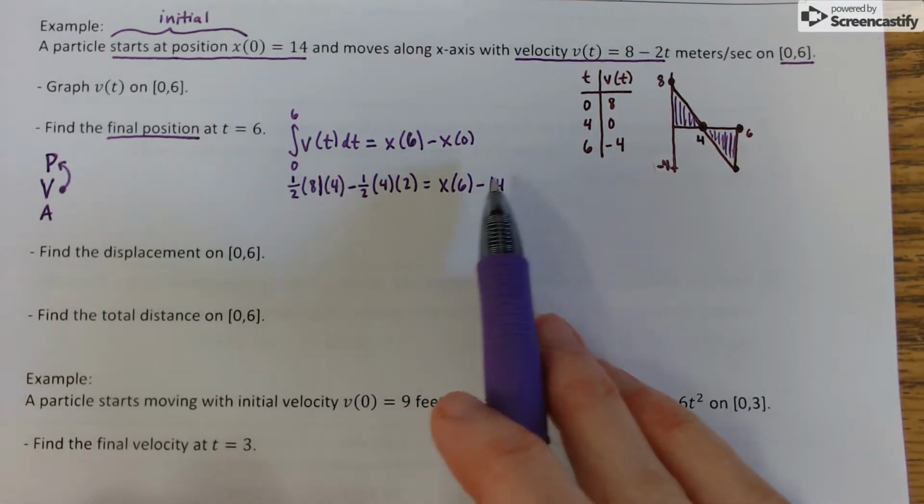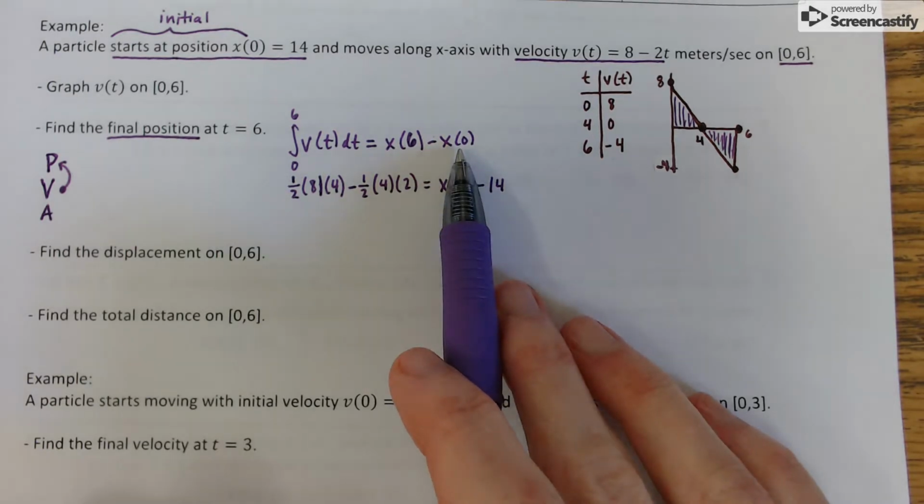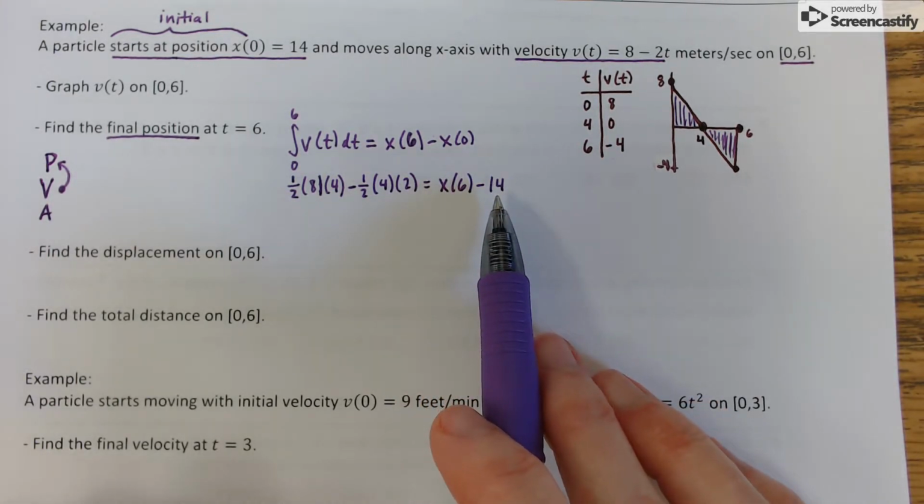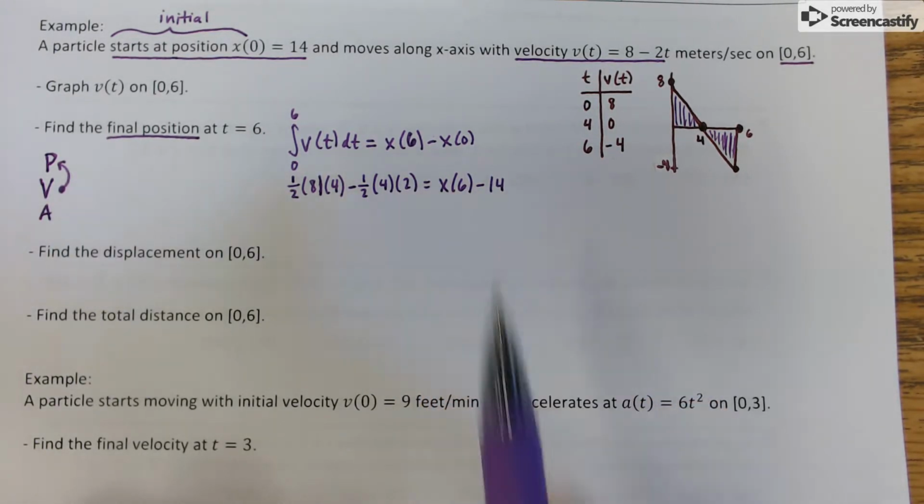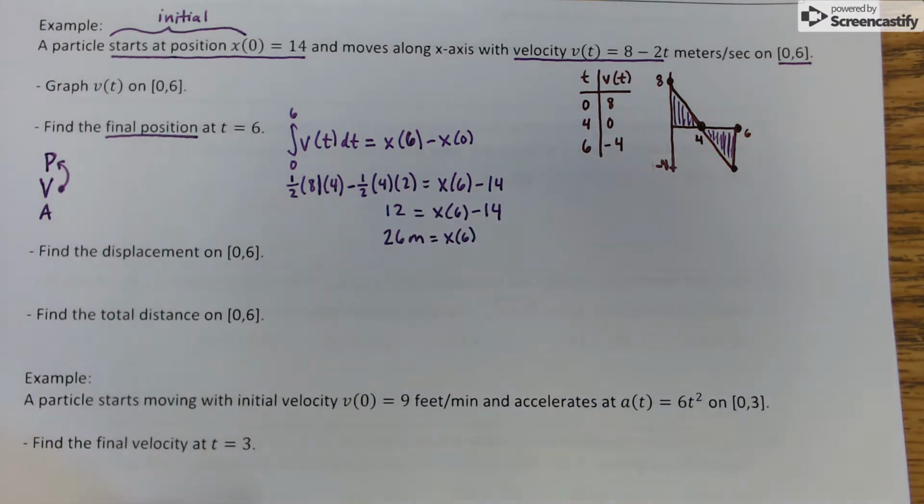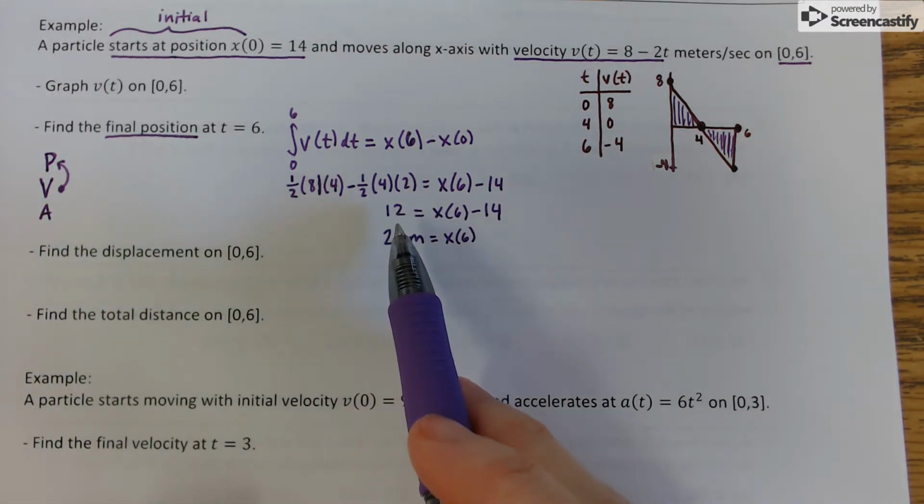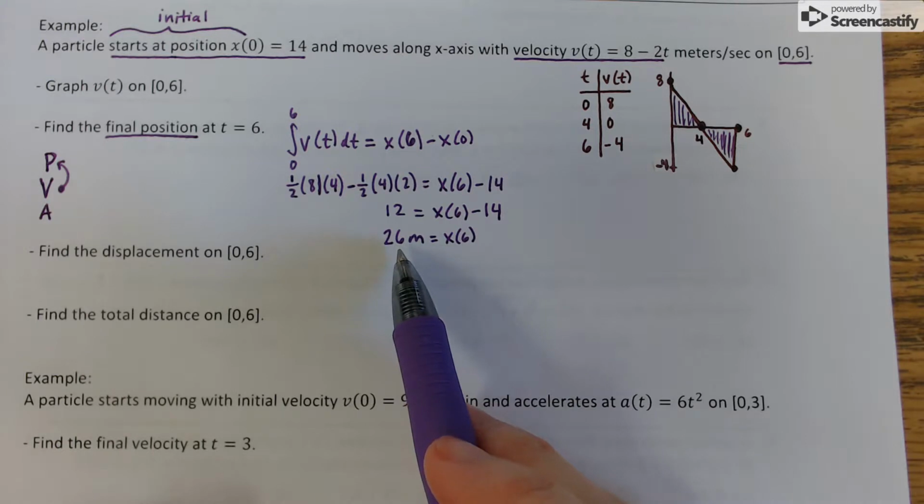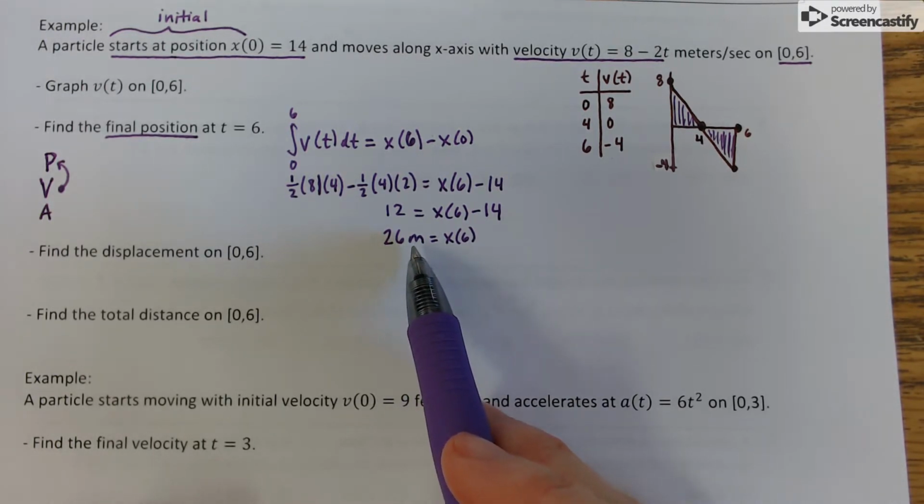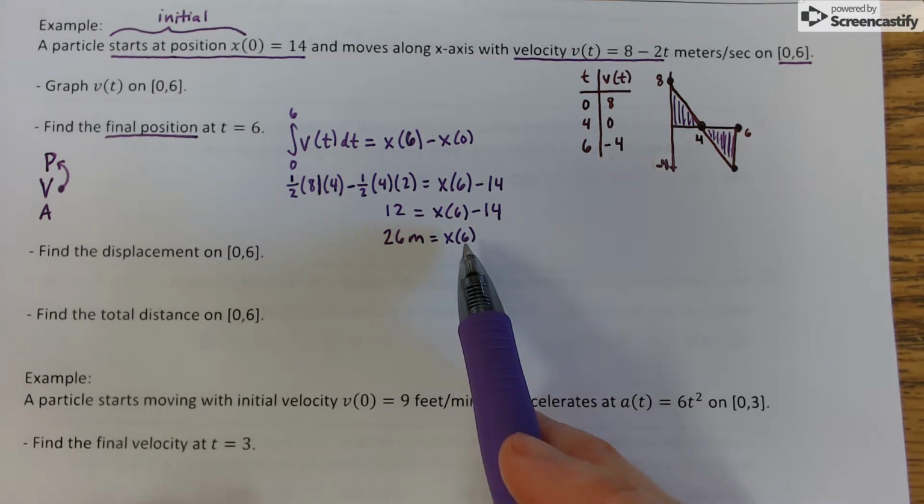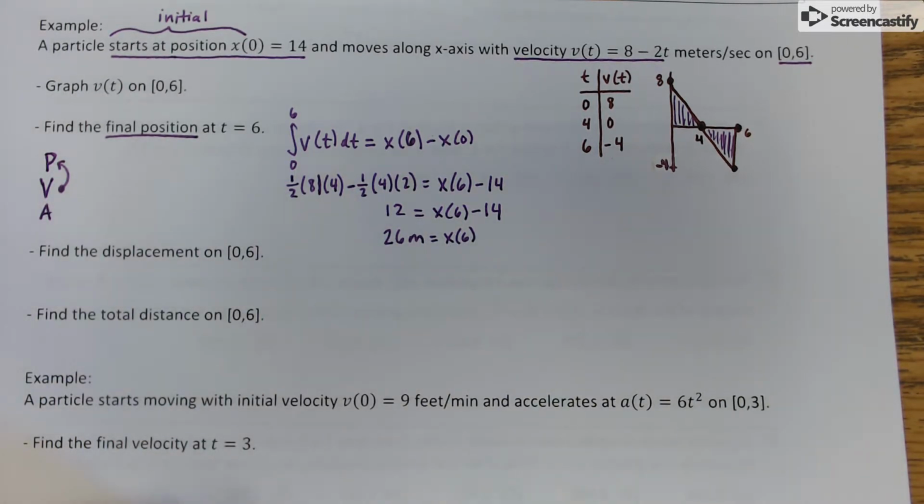And the only thing I was able to do on the right side of the equation is to substitute in my initial position, which is given to us as 14. So simplifying the area and then adding over that 14 to both sides gives us a final answer of 26 meters, because that is the position at time 6.